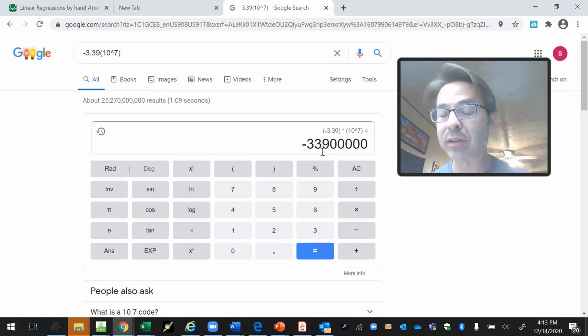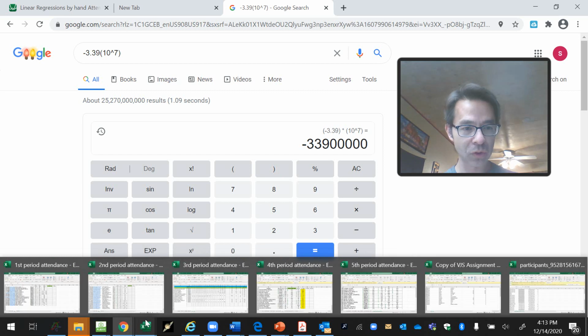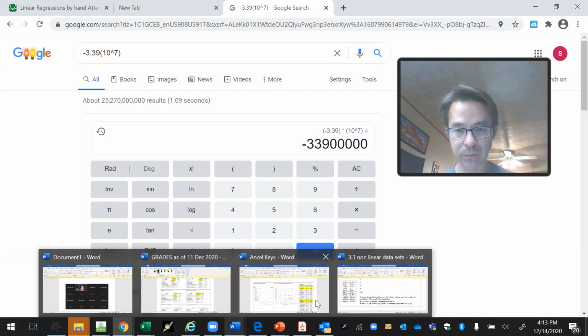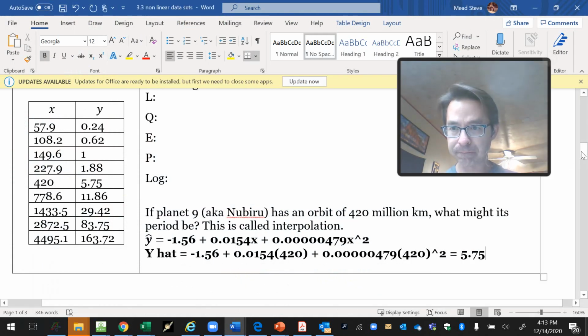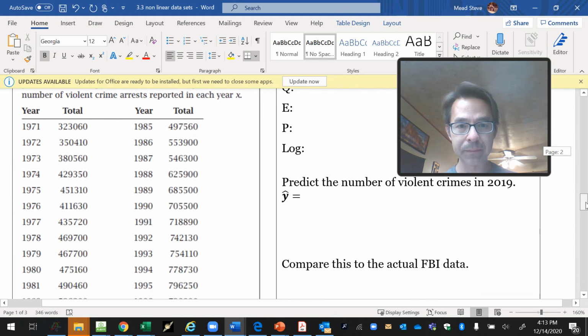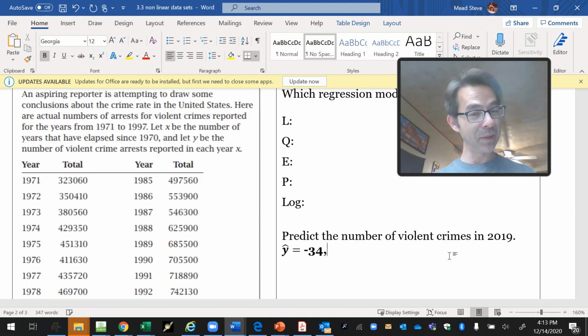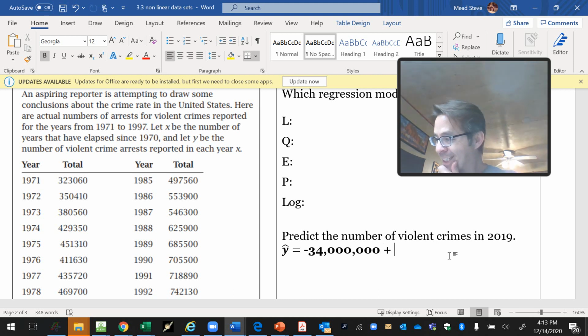33. Just for estimation purposes, I'm going to write negative 34 million when I write the equation. At this point, I don't even remember the negative 34 million and plus 17,357x.